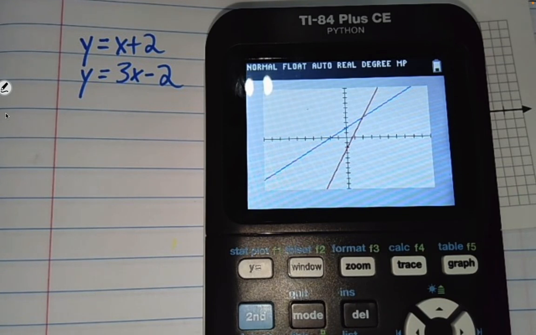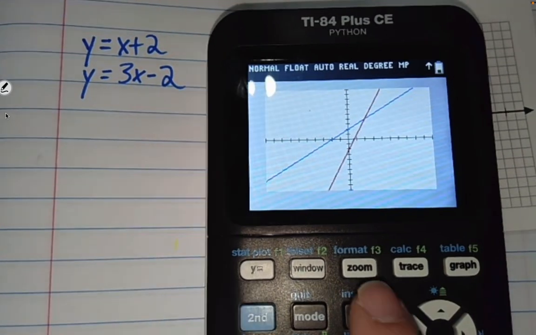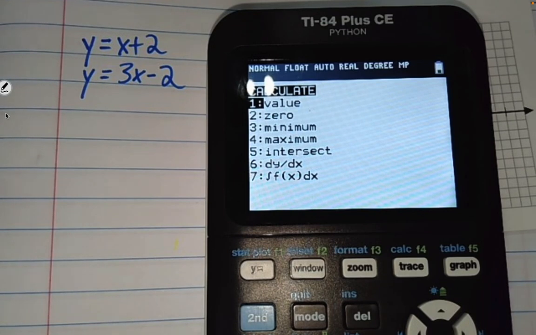Do y'all see how this blue calculate button right here? It's in blue. So guess what you have to press first? The blue button. So you're going to press second calculate. Okay? So do that. Second calculate. Does everybody see this option?